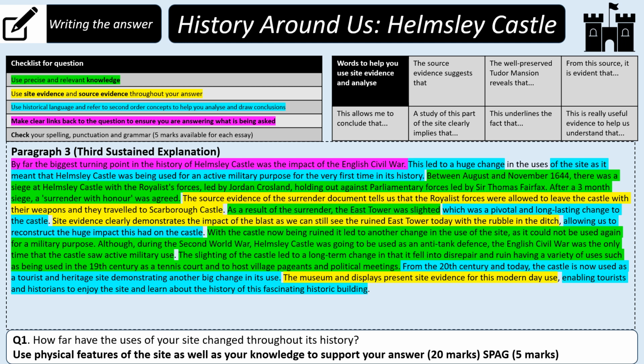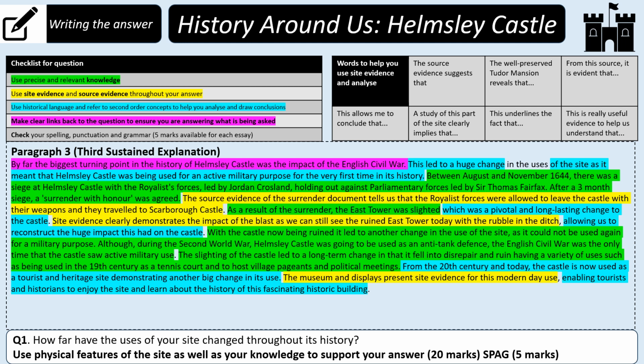The source evidence of the surrender document tells us the Royalist forces were allowed to leave the castle with their weapons, and they travelled to Scarborough Castle. As a result of the surrender, the East Tower was slighted, which was a pivotal and long-lasting change to the castle. Site evidence clearly demonstrates the impact of the blast, as we can still see the ruined East Tower today with the rubble in the ditch, allowing us to reconstruct the huge impact this had on the castle.